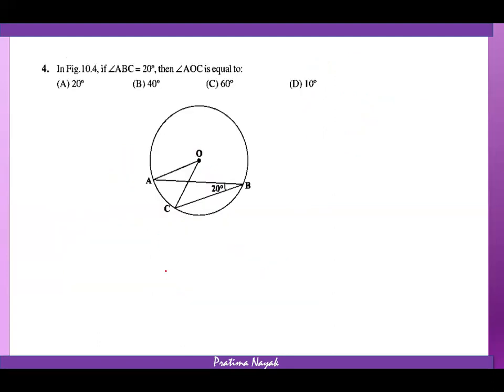Next, question number 4. Angle ABC is 20 degree, then angle AOC is equal to 20, 40, 60, or 10. This is given to be 20 degree.